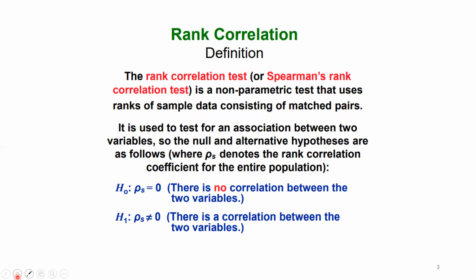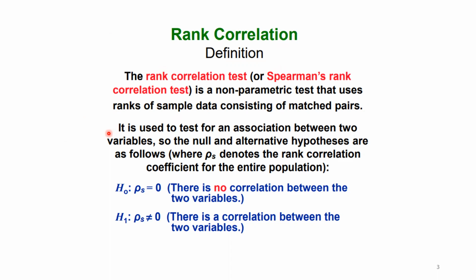This is the definition of rank correlation. The rank correlation test is a non-parametric test. In other words, you can call it the Spearman rank correlation. The previous one is Pearson. This is Spearman. The rank correlation test is a non-parametric test that uses ranks of sample data consisting of matched pairs. It is used to test for an association between two variables.